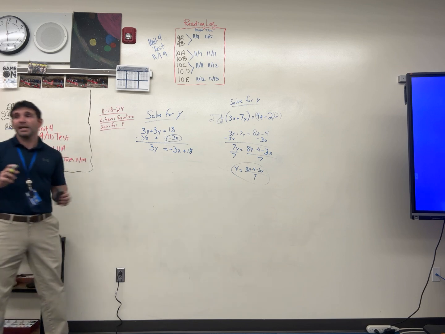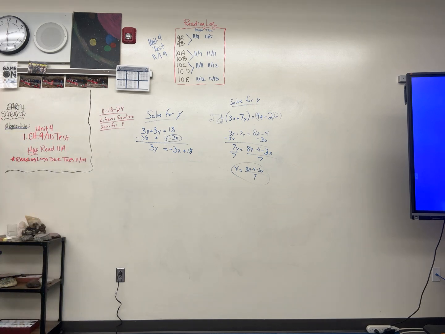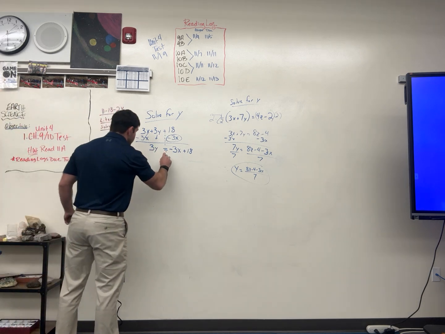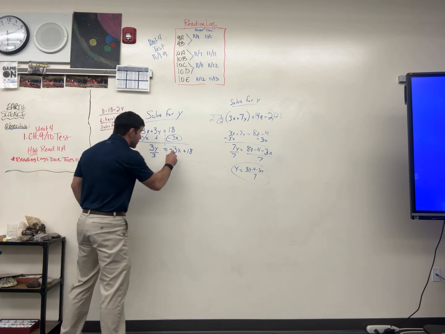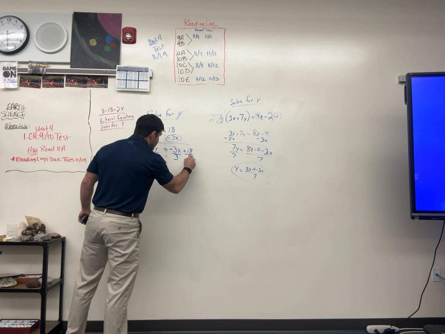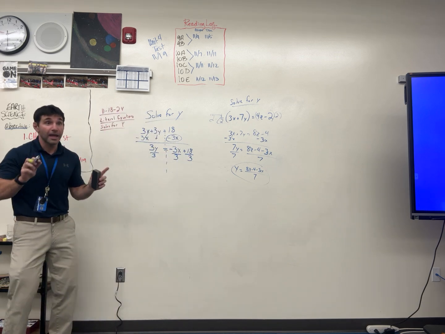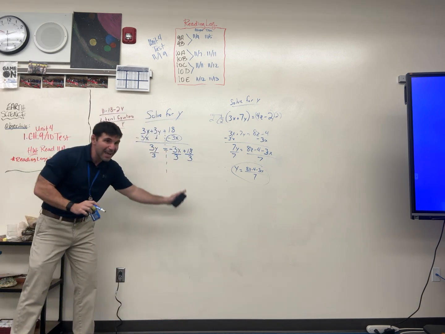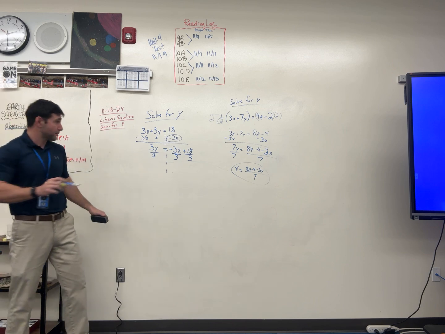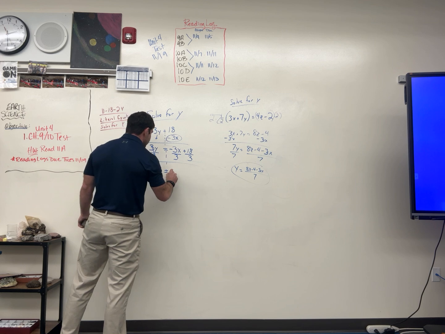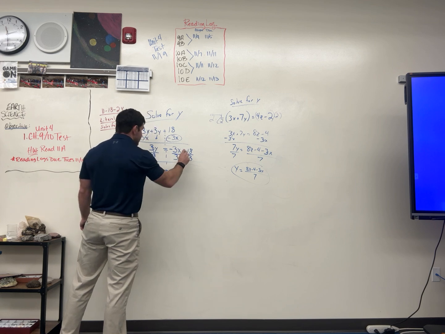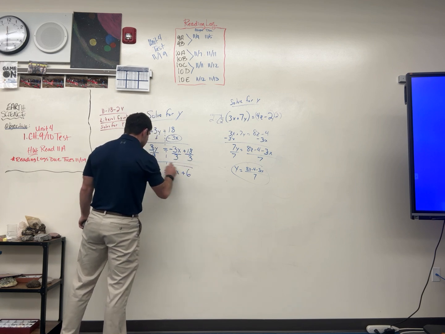Okay, we almost have y by itself. Violet, what do we need to do to get y by itself? Divide. By 3. And I'm going to divide each individual thing by 3. I divide by 3. I divide by 3. That's the key. Divide everything by that number. 3 divided by 3 is 1y. Negative 3 divided by 3 is negative 1x. 18 divided by 3 is positive 6.